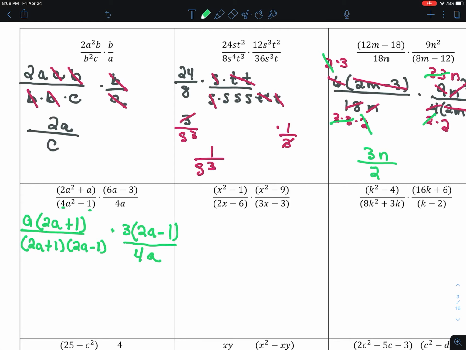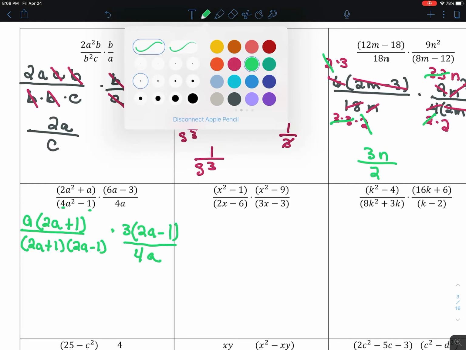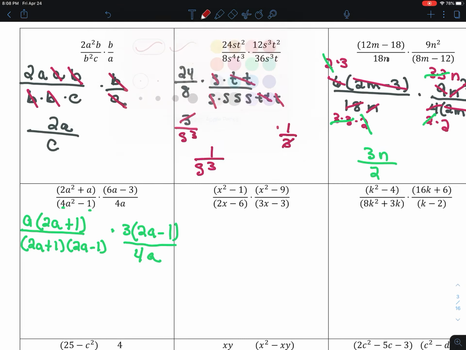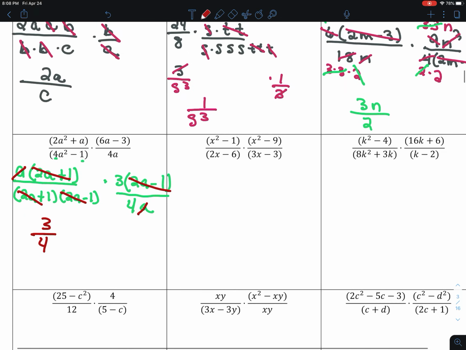I see that I have 2A plus 1, I have 2A minus 1, I have an A. So I'm really just left with 3 over 4. Okay? So it's basically just factoring and then cancel what's left.